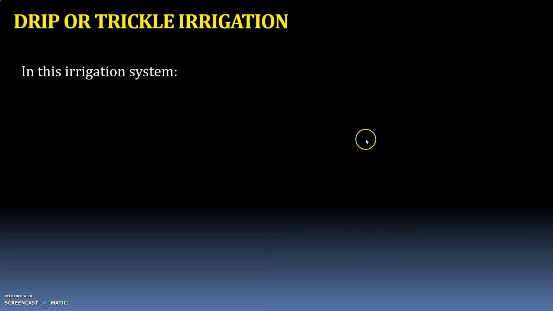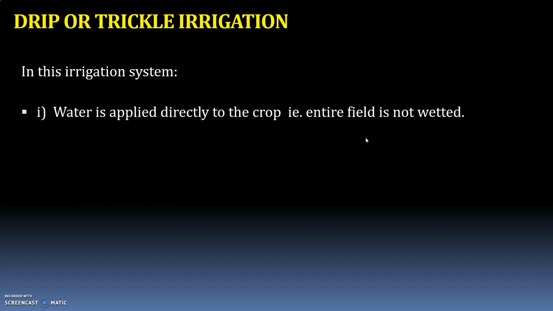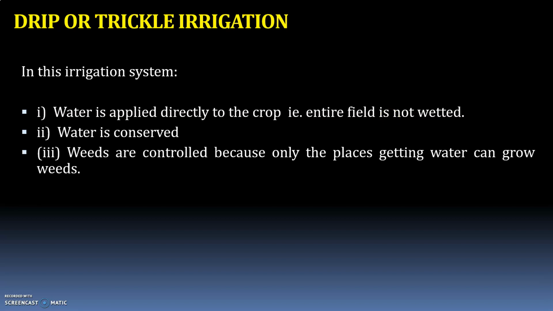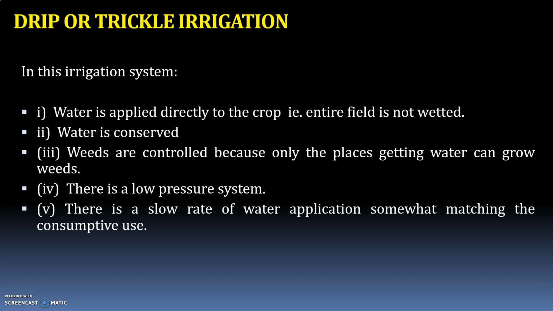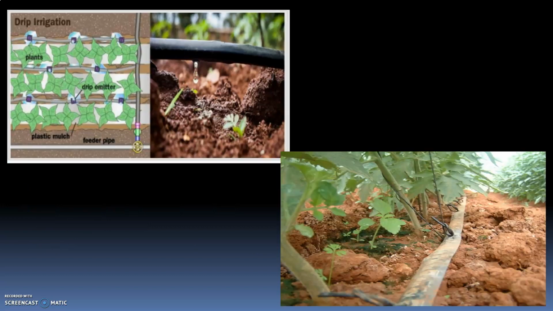And next one is drip or trickle irrigation method. Here in this irrigation system, water is applied directly to the crop. That is, the entire field is not wetted here. Okay, and water is conserved. Weeds are controlled because only the places getting water can grow weeds. And there is a low pressure system. There is a slow rate of water application, somewhat matching the consumptive use. There is no need for a drainage system.